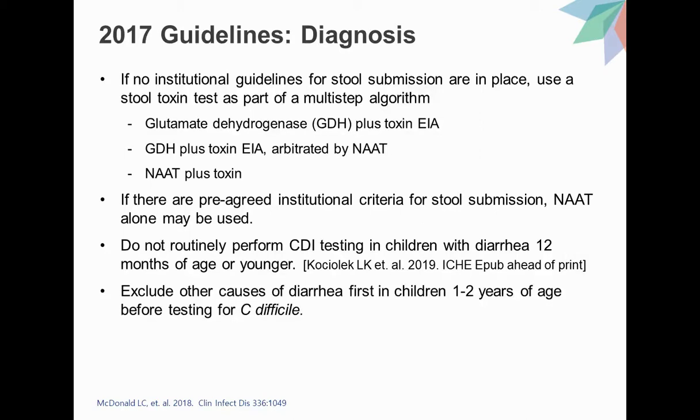The first recommendation is if no institutional guidelines for stool submission are in place, then laboratories are directed to use a stool toxin test as part of a multi-step algorithm. So you can see this could be a glutamate dehydrogenase plus toxin EIA, and again, the guidelines specify a, quote, sensitive toxin EIA. You can do GDH plus toxin EIA and perform NAT if the EIA is negative and the GDH is positive, or you can begin with a NAT and then confirm the NAT positives with a toxin test.